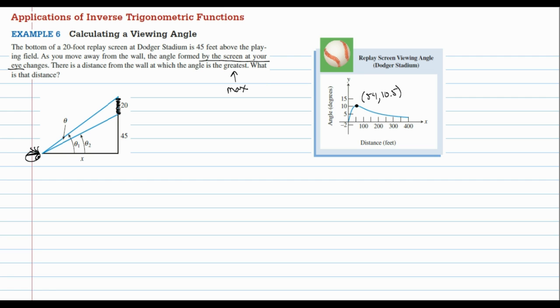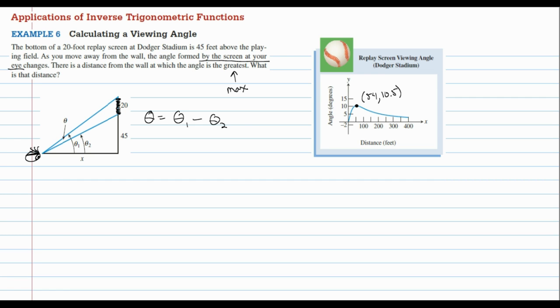What is that distance? Well, to find theta, this illustration that the book used in example 6 is a pretty good layout, although I do feel like they missed a step or two. Angle theta here, the angle that the screen makes at your eye, is theta 1 minus theta 2. So if I put theta equals theta 1, the angle from the ground to the top of the screen, minus theta 2, the angle from the ground to the bottom of the screen, I gotta come up with expressions for those angles. Well, that's where inverse trig, it works to our benefit.